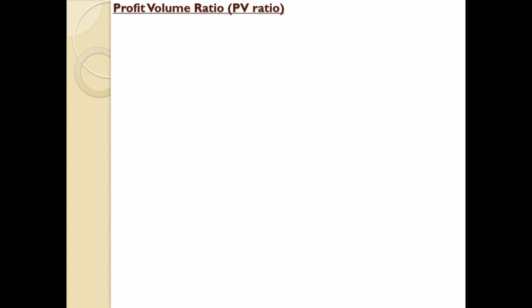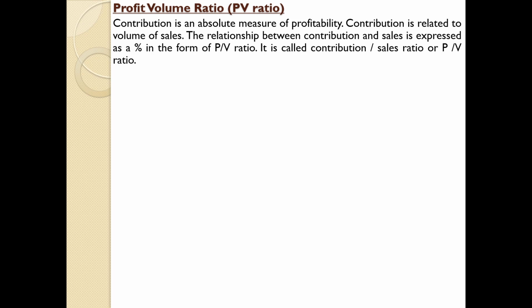Profit volume ratio, otherwise known as PV ratio. As we have discussed earlier, contribution is the difference between sales and variable cost. So, contribution varies in direct proportion with the sales. When the sales increase, contribution also increases. The relationship between contribution and sales is expressed as a percentage in the form of PV ratio, otherwise known as profit volume ratio. It is also called contribution to sales ratio. That is the concept of profit volume ratio or PV ratio. It is just the percentage representation of the contribution-sales relationship.